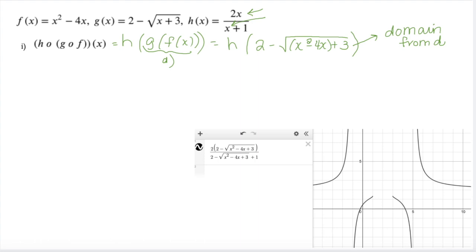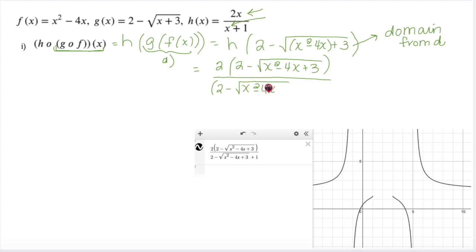So in order to complete this, we first want to start with our very inside pieces and then go to the third one. I will have 2 times all that stuff on the inside, 2 minus the square root of x squared minus 4x plus 3, over 2 minus the square root of x squared minus 4x plus 3, plus 1 itself.